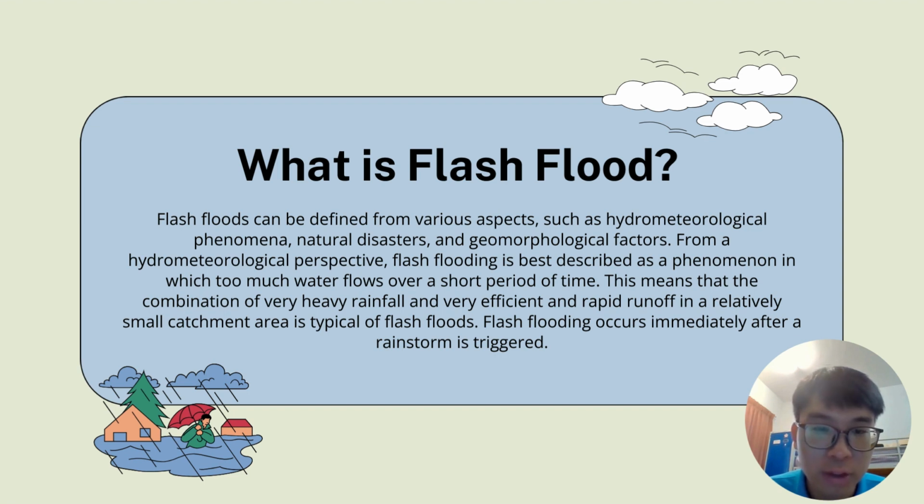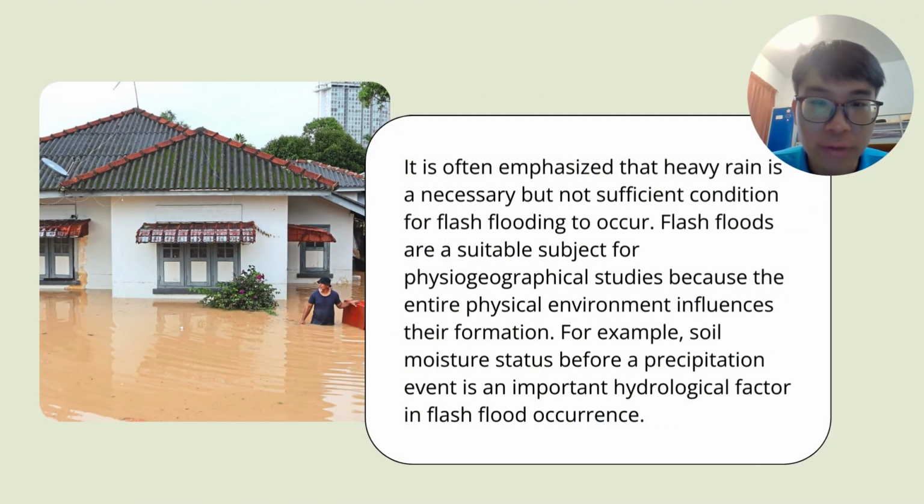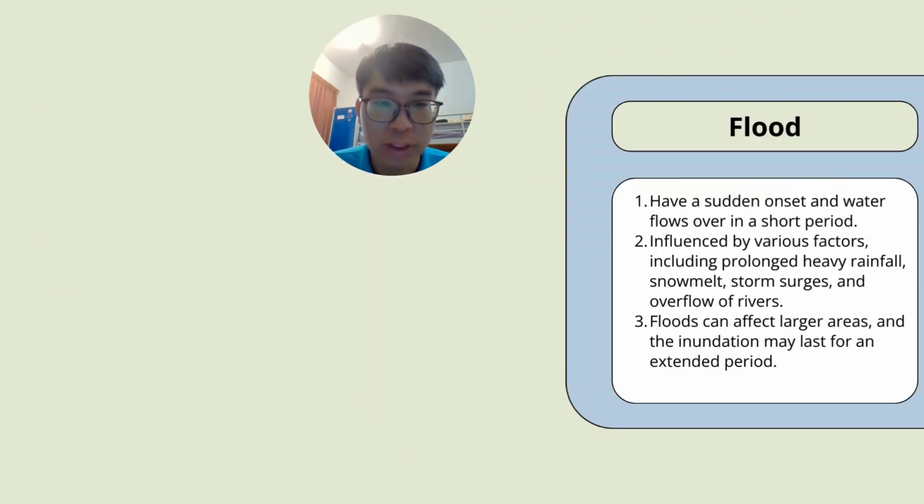Flash flooding occurs immediately after a rainstorm is triggered. So it's often emphasized that heavy rain is a necessary but not sufficient condition for flash flooding to occur. Flash floods are a suitable subject for physiogeographical studies because the entire physical environment influences their formation. For example, soil moisture status before a precipitation event is an important hydrological factor in flash flood occurrence.